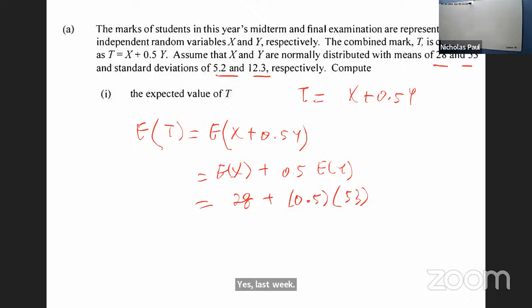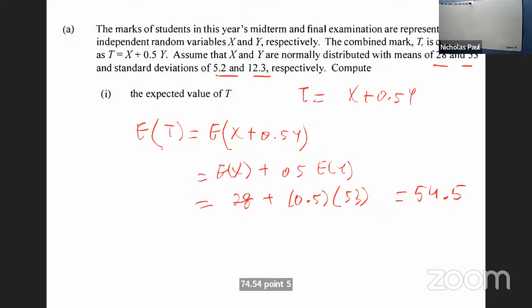That's okay? So you don't need to know about the normal distribution or anything else here. E of x is the mean, yeah? E of x is the mean. 54.5.